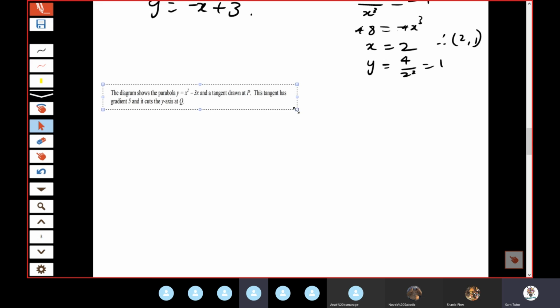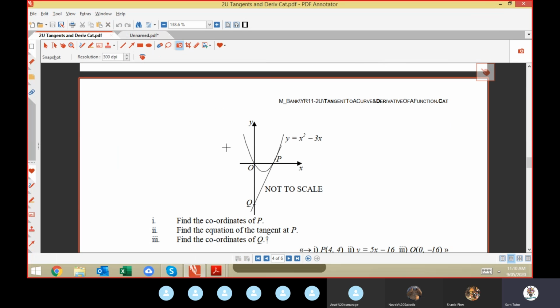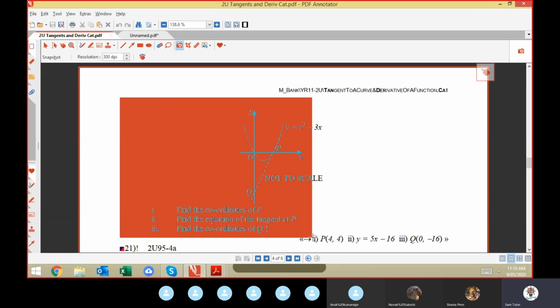The diagram shows the parabola y equals x squared take away 3x, and the tangent drawn. Oh, okay, hold on. There it is. Need all that.